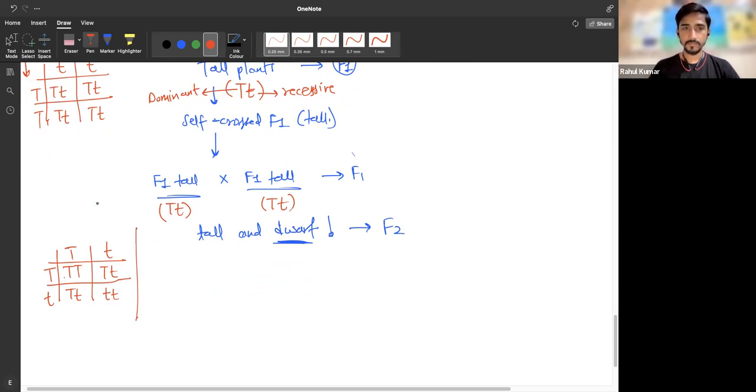And he realized that three of them, these three, were tall, right? And one was dwarf. Is it clear? So he found that there was a ratio of 3:1 for tall and dwarf.